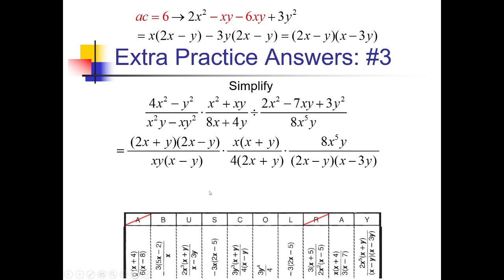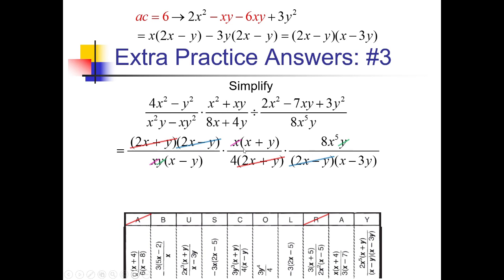This is my favorite part. So 2x plus y, that can cancel with the 2x plus y down here. 2x minus y, that cancels over here, so that's really nice. For the x, y, these x's, I'll just cancel this and this x out completely. This y and this y cancel out completely. That's nice. X minus y and x plus y do not cancel. Those are too different to cancel out. And this x minus 3y doesn't have anything that goes with it.